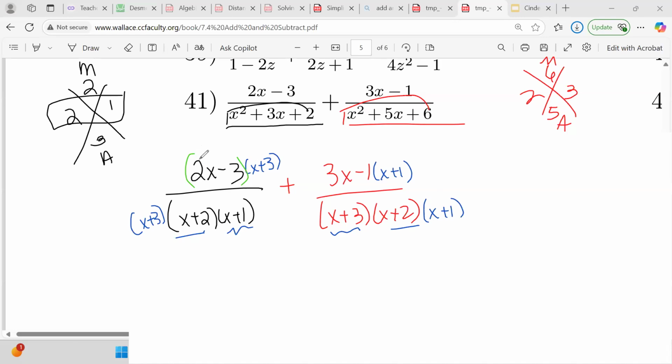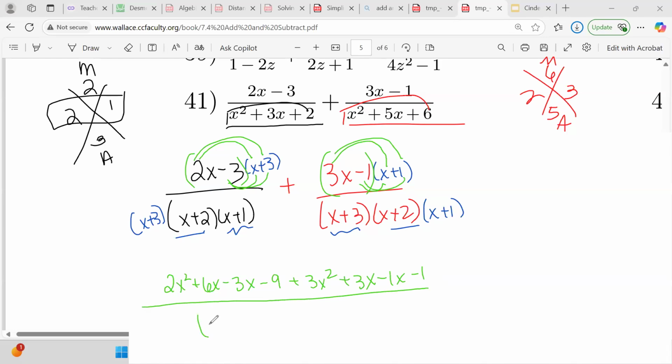We're going to FOIL right here to be 2x squared, FOIL, positive 6x under, negative 3x under, negative 9, foiling right here. 3x squared, foiling, 3x, under, negative 1x, under, negative 1. And the bottom is fine. The order that you have on the bottom does not matter.